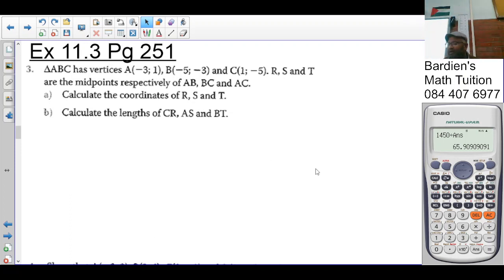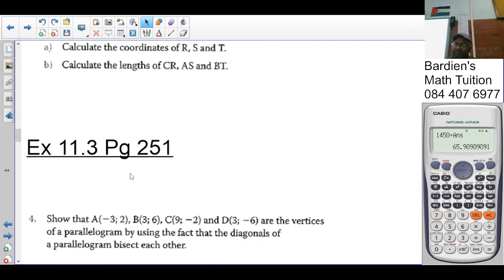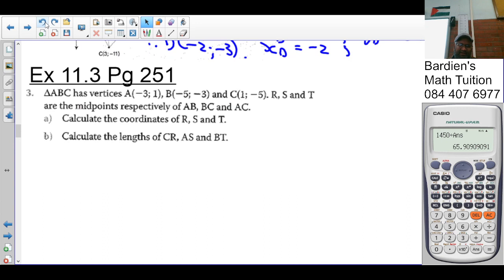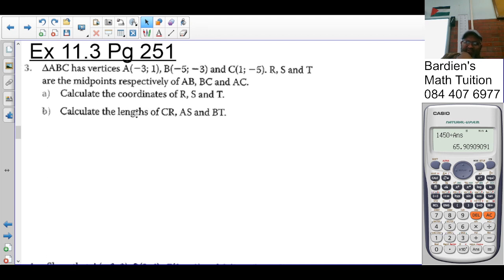Okay. Any problems with number 3? No. Okay. Let's carry on. Number 4? Yes. Right. What's the problem with number 3? Everything. Everything in your life is an issue.